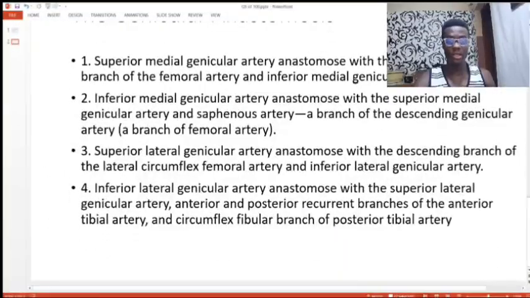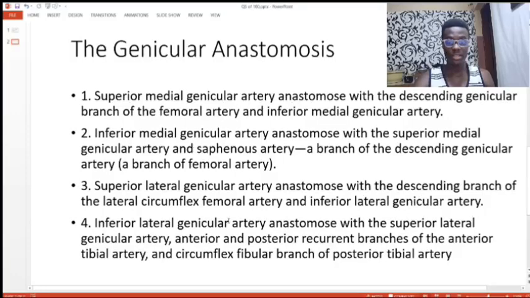So here is the genicular anastomosis. I have written it down here, so it will be easy. The first one is the superior medial genicular artery anastomoses with the descending genicular branch of the femoral artery and the inferior medial genicular artery. The inferior medial genicular artery anastomoses with the superior medial genicular artery and the saphenous artery, which is a branch of the descending genicular artery.